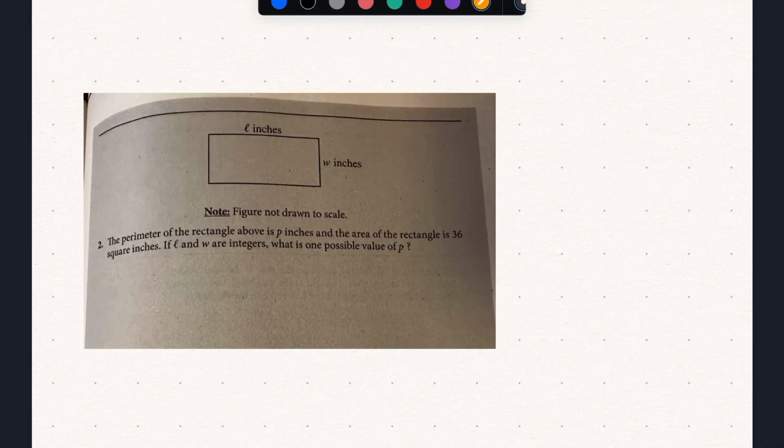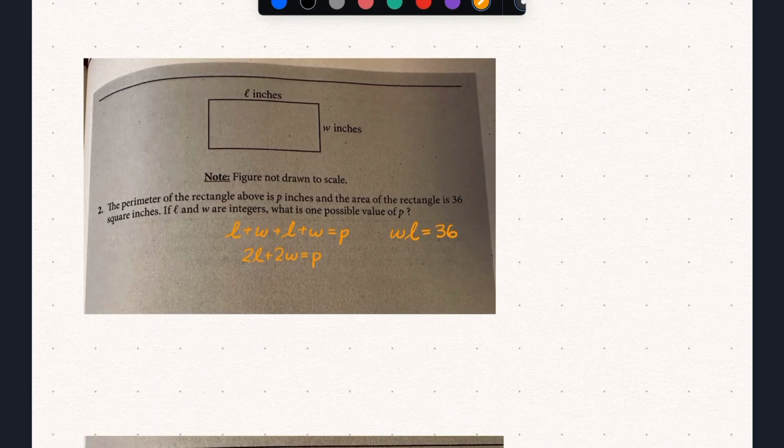P being the perimeter. So we know that for any rectangle, the perimeter is the sum of the lengths of the sides. So here it would be L plus W plus L plus W equals P. In other words, 2L plus 2W equals P. And the area is just L times W. So WL, another way of writing that, is 36. So we can use our system of equations to solve for this.